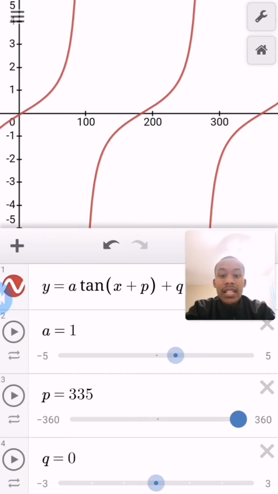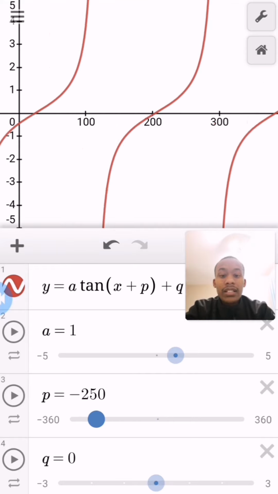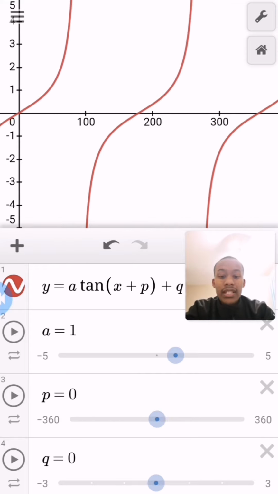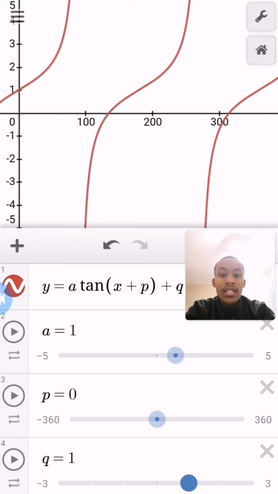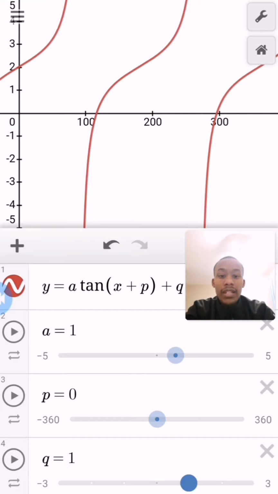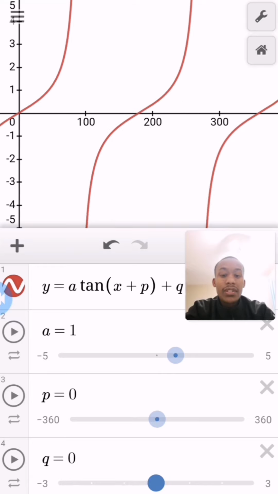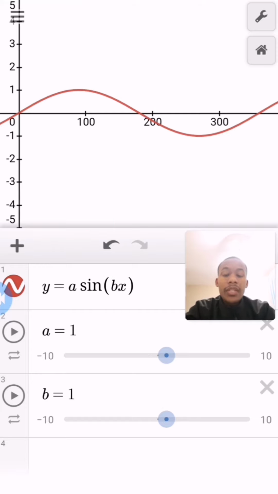So p does the same thing. It shifts the graph left and right. Left is when it's positive, right when it's negative. And let's see what q does. It shifts the graph up and down depending on q's value. So if q is positive, it goes up. If q is negative, it goes down. And that's it.